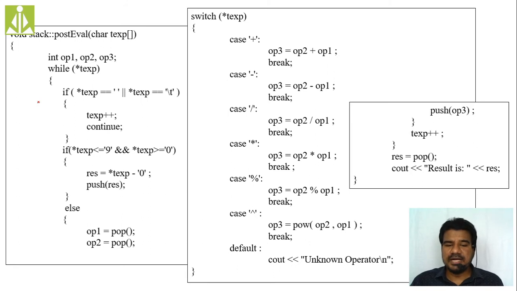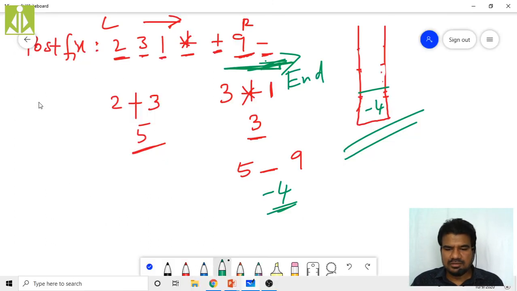Okay, so basically it is having one switch case and one while, and all the rest are if else conditions. Rest of all are if else conditions. Okay, so quickly I will go.